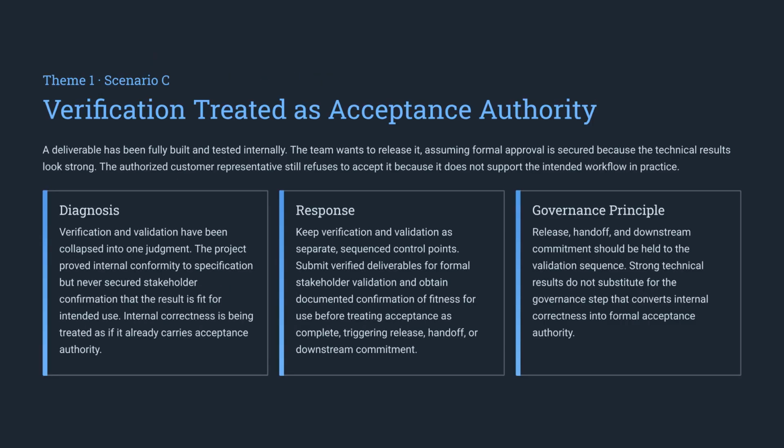In Scenario C, the team mistakenly treats technical verification as final acceptance. This collapses two distinct processes into one. Governance requires keeping verification and validation as separate steps. Only after formal stakeholder validation can you consider acceptance complete.